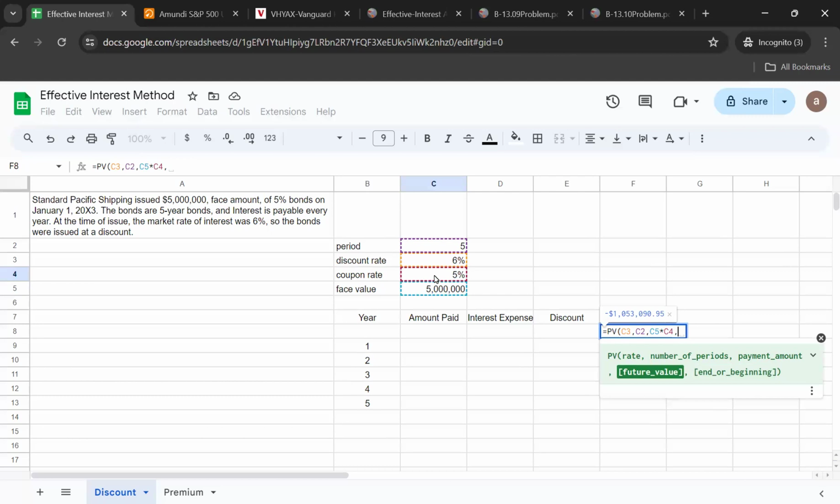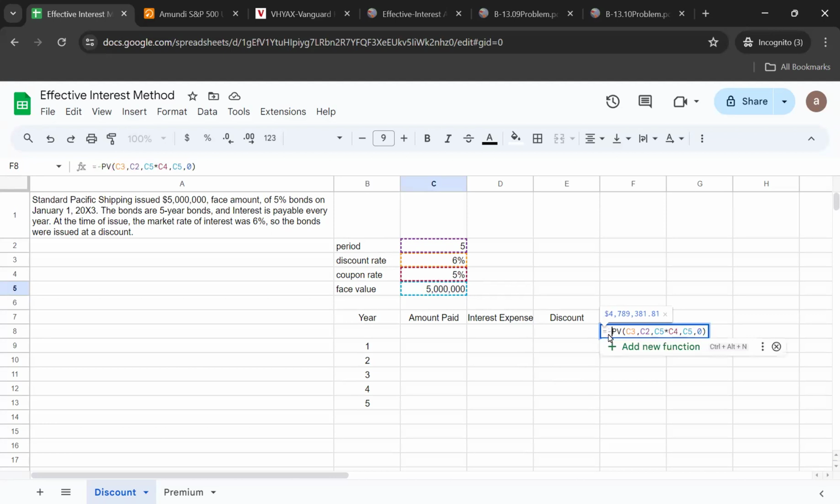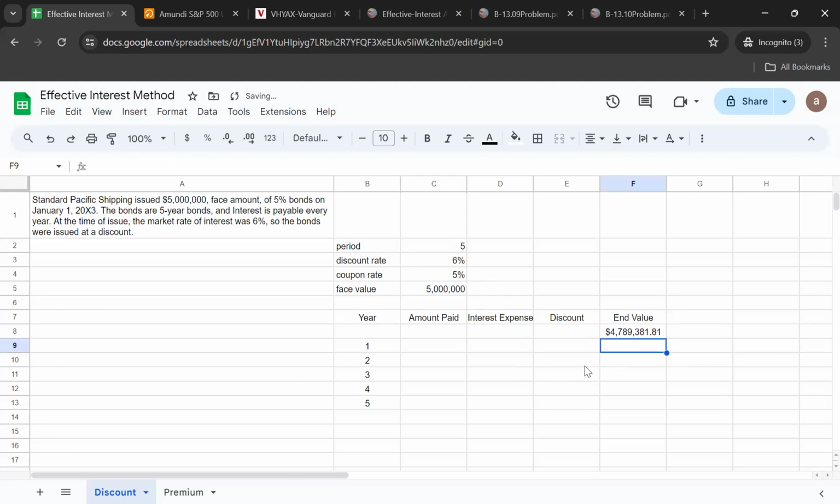So for future value, at the end of the year, to have the number in positive, you can already see the number is negative there. So just to have this in positive, we will do minus PV, and we will get this number as $4,789,000 something, right? So this is actually the present value, the present value that you see here, this one. So that's what it is.